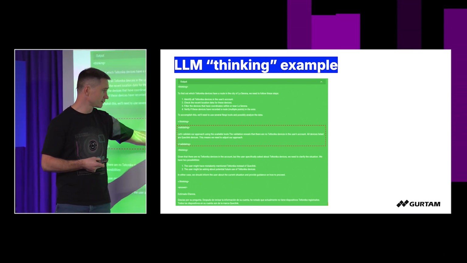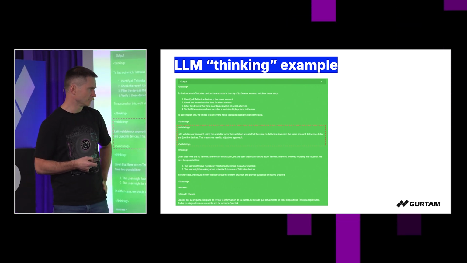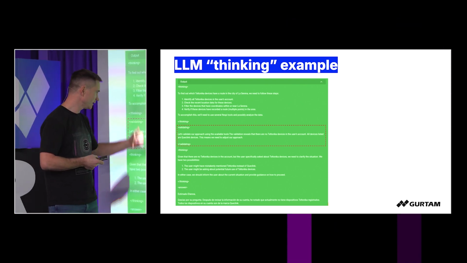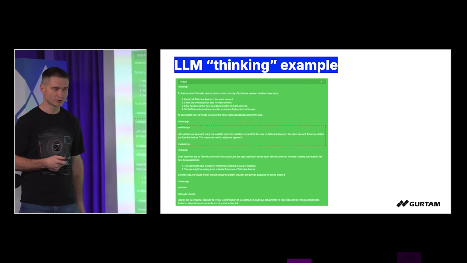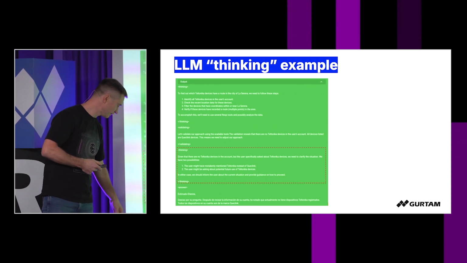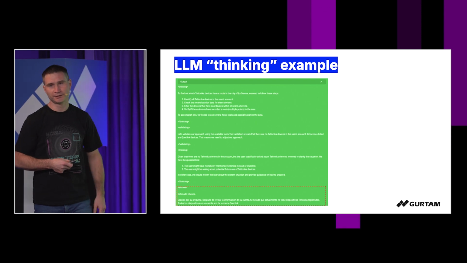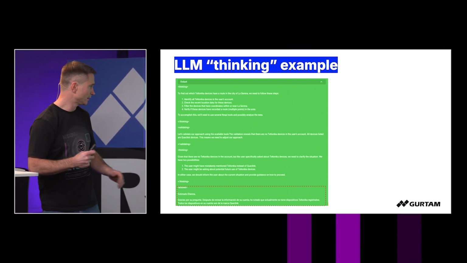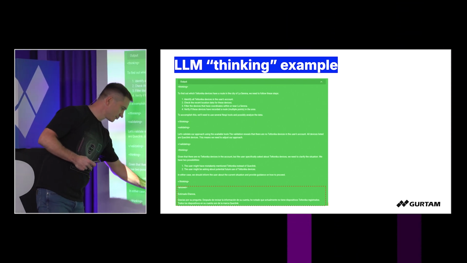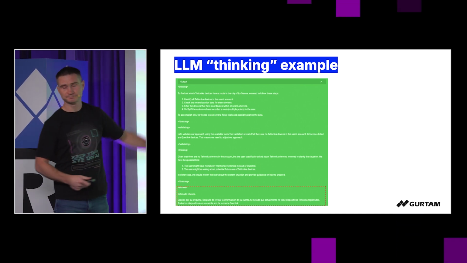The validation reveals that there are no Teltonica devices in the user's account. All devices listed are Quicklink devices. That means we need to adjust the approach. Then it started thinking again, and finally, in Spanish, provided an answer for the user. The answer was actually small, and the thinking part is big.